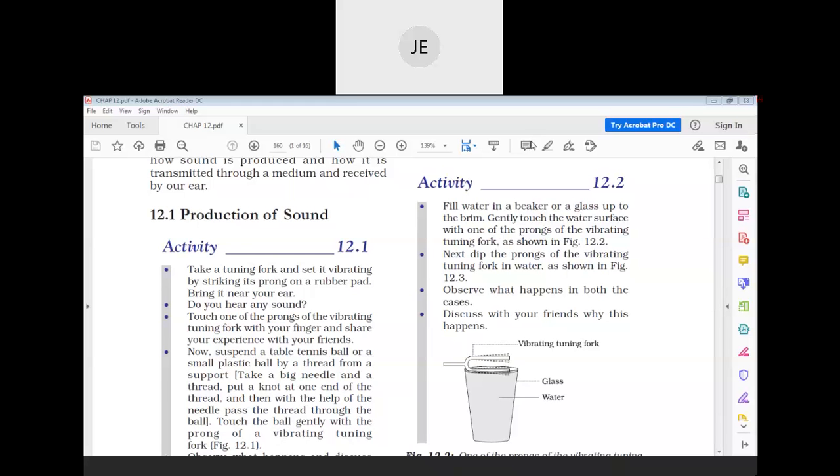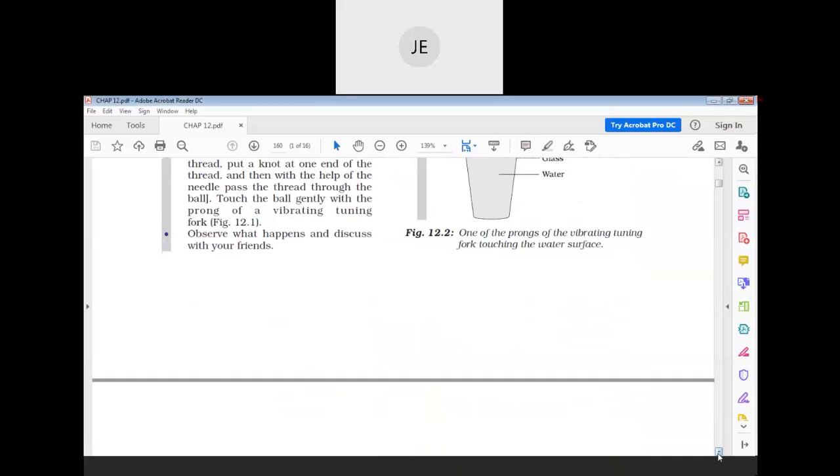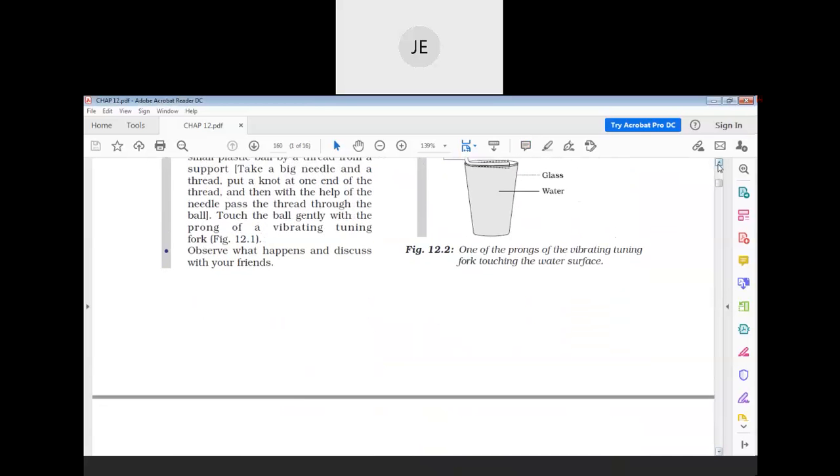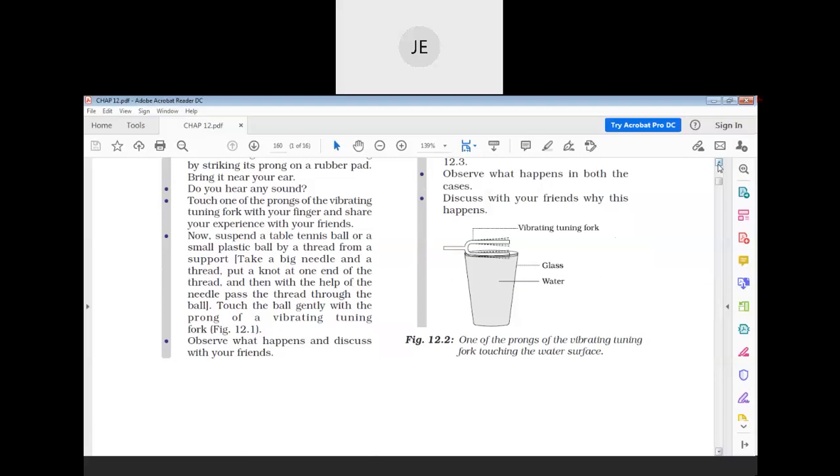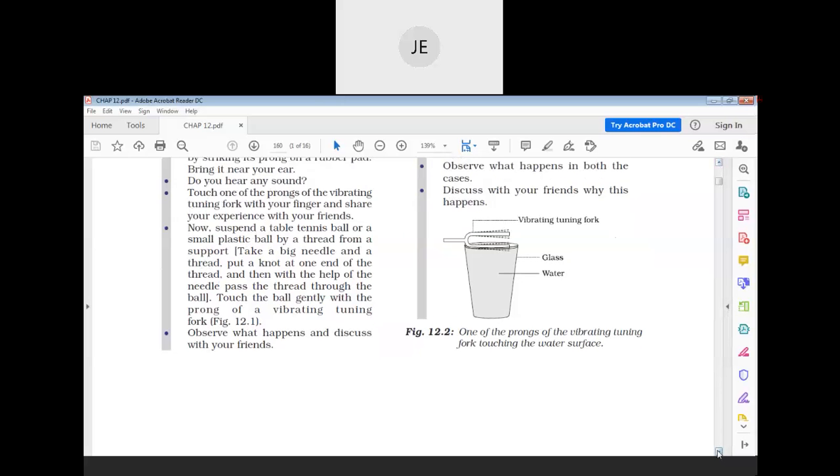Whenever you bring a vibrating tuning fork near the water, the water forms certain patterns and it propagates in the form of waves. That is what we observe actually. And when you completely dip it also, the total vibrations will be passed and the patterns will form in the water.